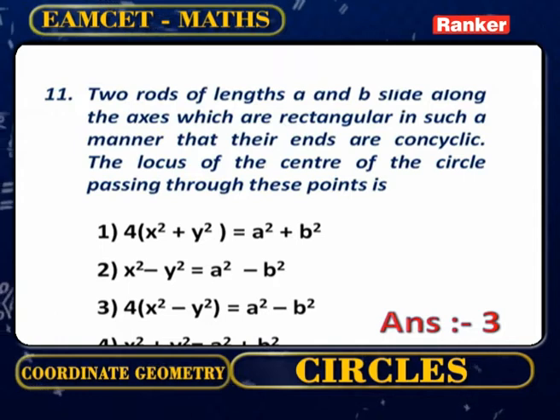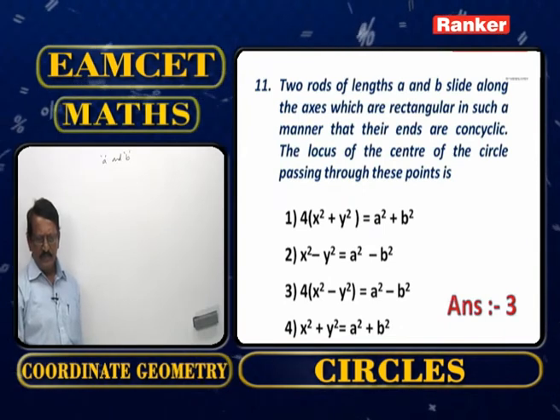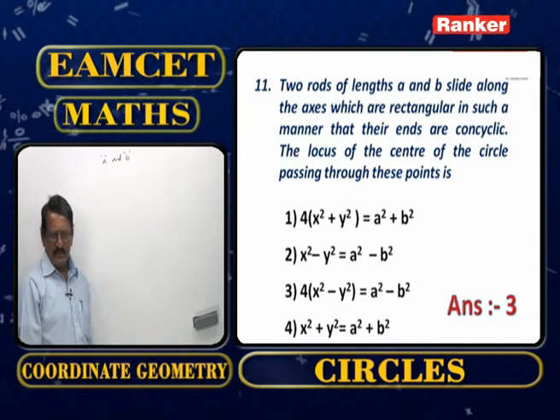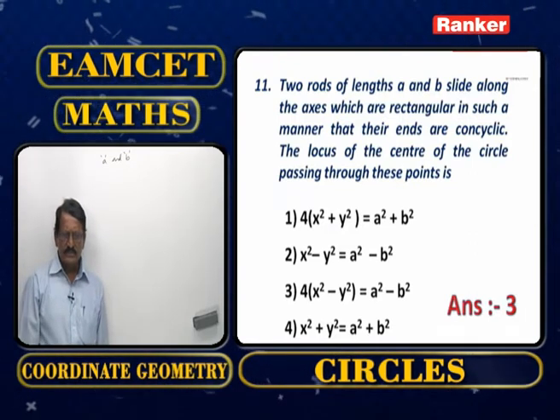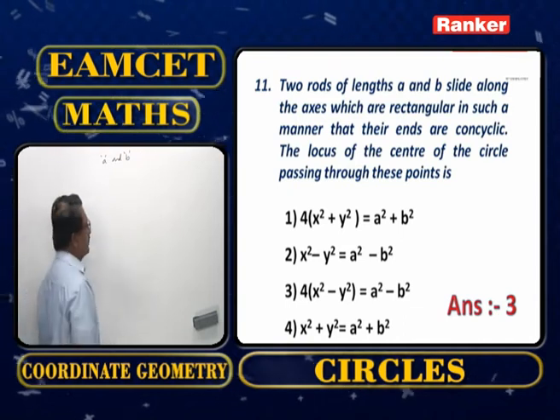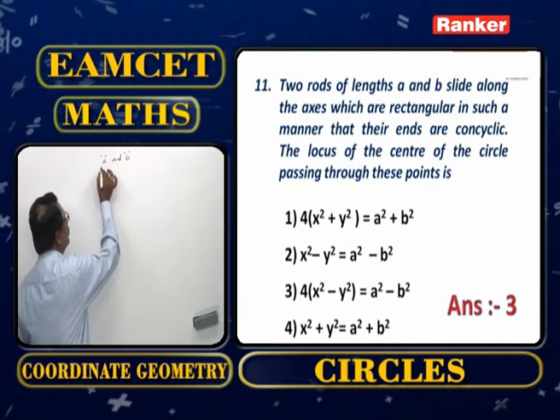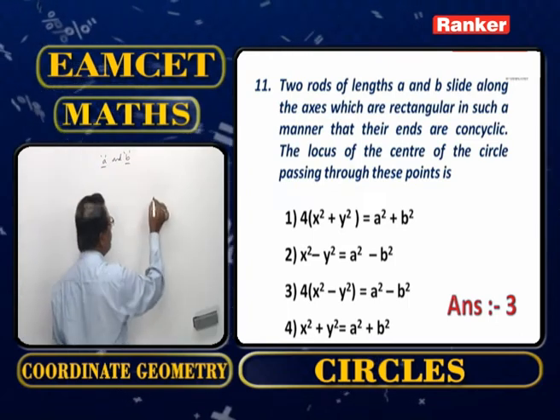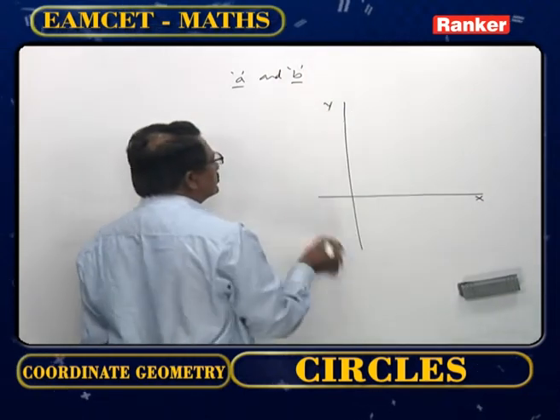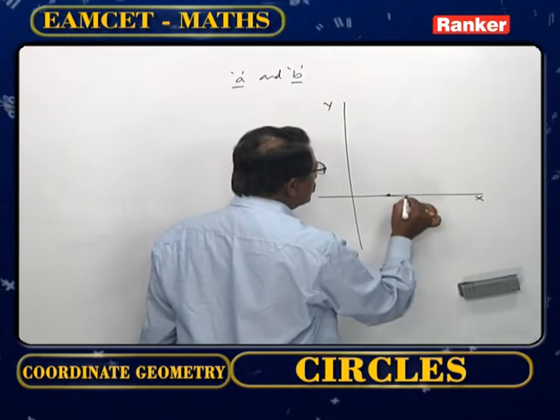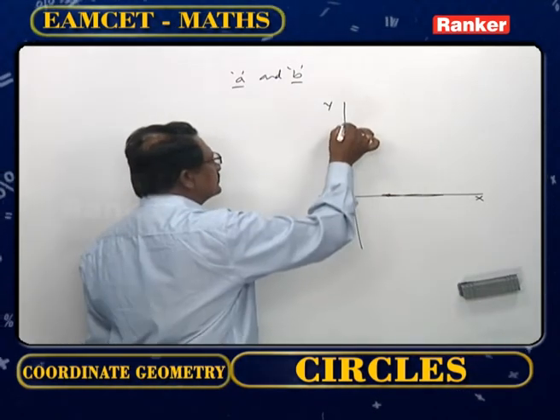Two rods of lengths a and b slide along axes which are at right angles in such a manner that their ends are always concyclic. Find the locus of the center of the circle passing through these points. Now, two rods of lengths a and b slide along the coordinate axes. Suppose one rod is on the x-axis and another on the y-axis.